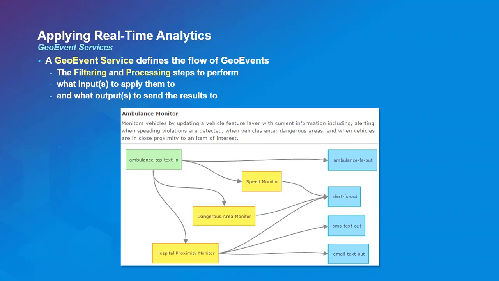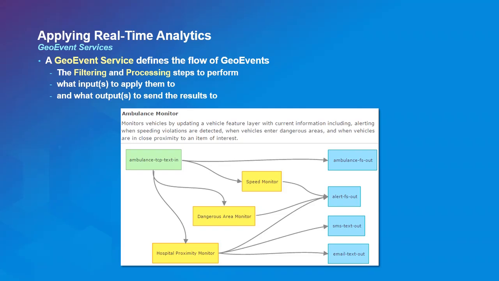So in this example here, this ambulance monitor GeoEvent service, we have an input that's receiving ambulance or vehicle data on TCP port 5566, and then we are sending out data to many different feature services on the right, the ambulance feature service as well as an alerts feature service. Now at the same time, in the center here, we have a number of different processing steps. So we have a processor here that's detecting a certain speed and monitoring the speed of all the vehicles on that incoming stream of data.